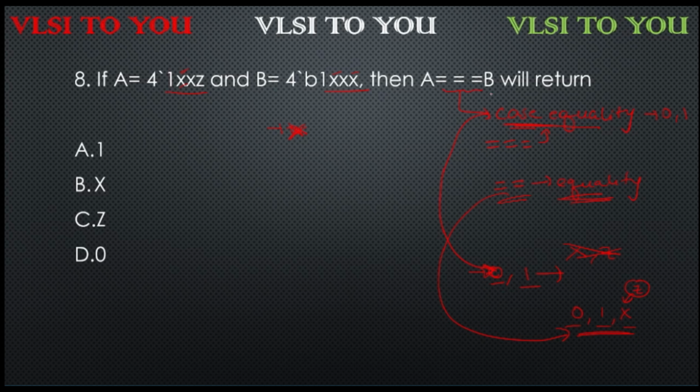So see here, this is case equality. So 1, 1, fine. x, x, fine. z, z, fine. z and x. Now here comes the dispute. z and x, so not equal. So what is the output of this? Not equal means 0. Okay, got my point?